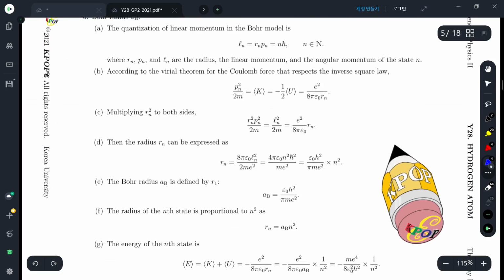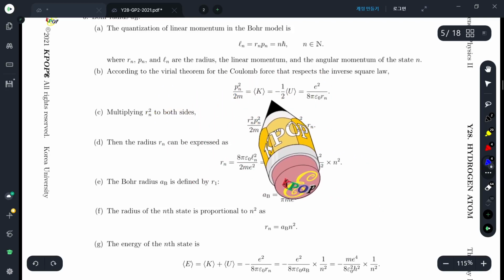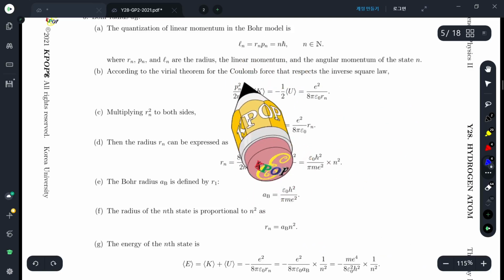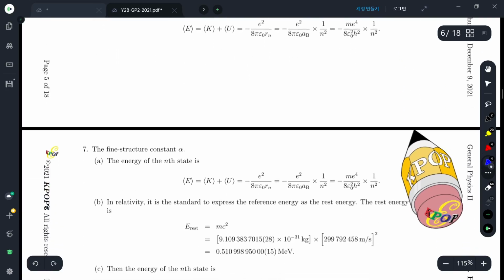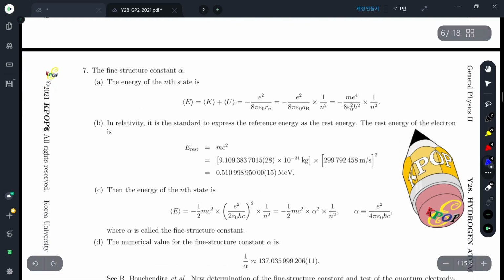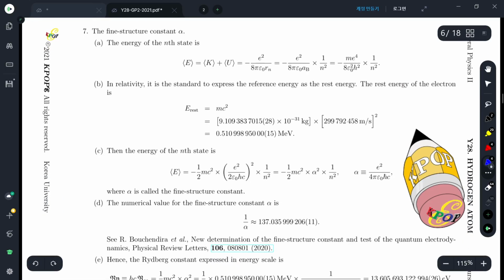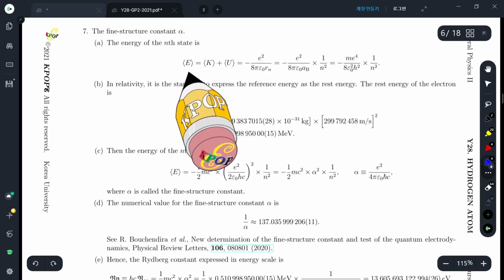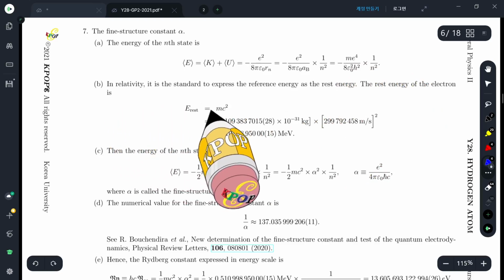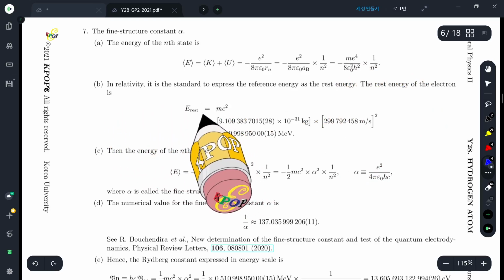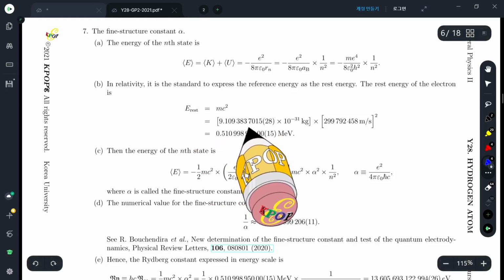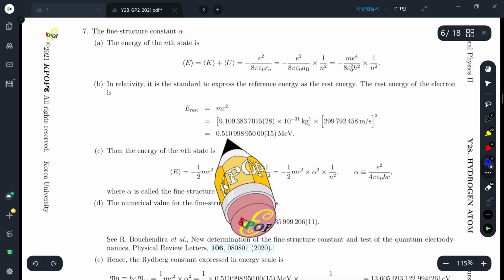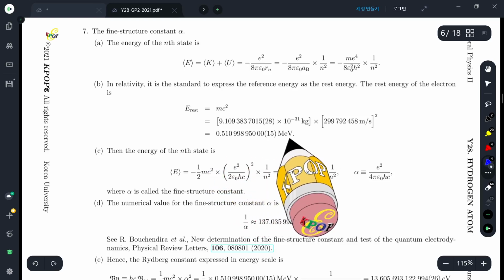This is a repetition. We recall the virial theorem, with the detailed calculation for the average kinetic energy and potential energy. And the total mechanical energy calculation is reviewed here. Next, we consider the fine structure constant. The energy of the nth state is given here. We used the rest energy of the electron, mc squared. If we substitute those measured values and the exact value for the speed of light, we obtain 0.510 and so on mega electron volt.